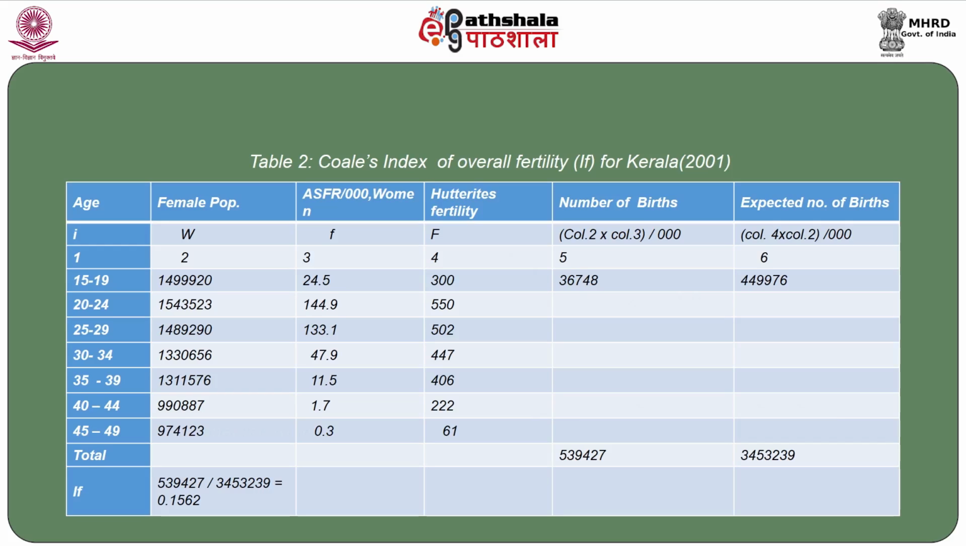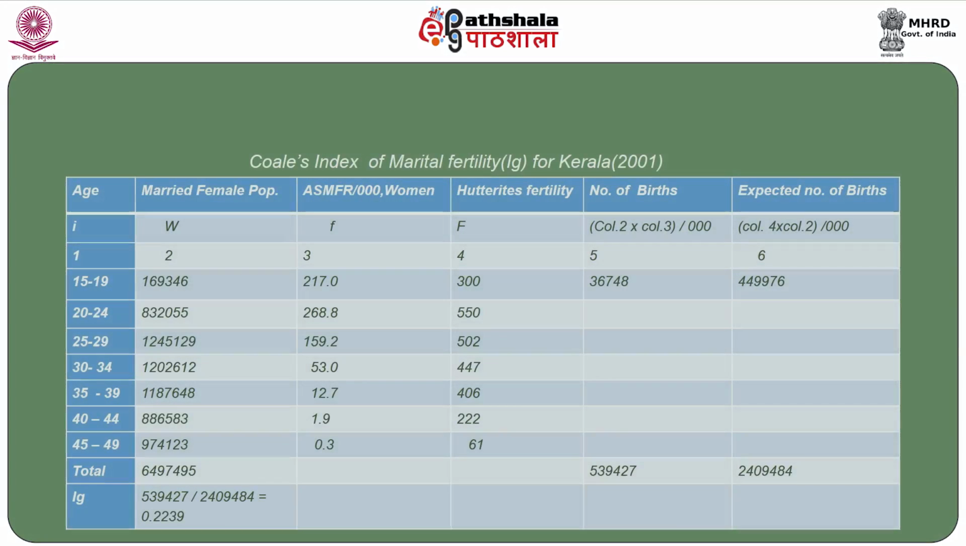Let us spend some time and have a look at the data that was provided in this table. And finally, the last row gives the computation and the value of If, the overall index of fertility for Kerala. Similarly, let us move to the next table that gives the computation of Coale's index of marital fertility, indicated by Ig, for the state of Kerala.